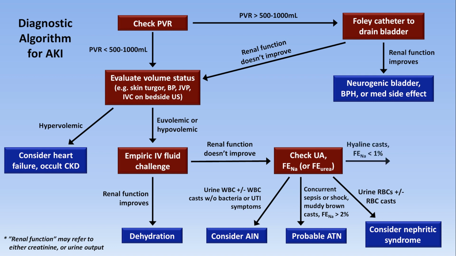Finally, if the UA is normal except for hyaline casts, and the FENa is less than 1%, consider whether the patient may be dehydrated after all, and that you just haven't given them enough fluid yet for the kidneys to respond. As I said, the algorithm is an approximate representation of what's done in real life, but there are many additional considerations that might lead one to do something or conclude something different.